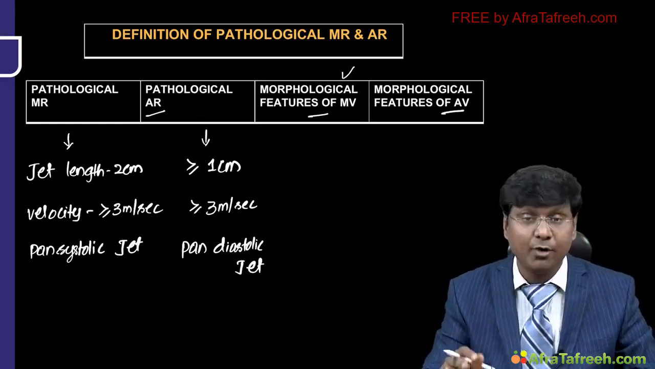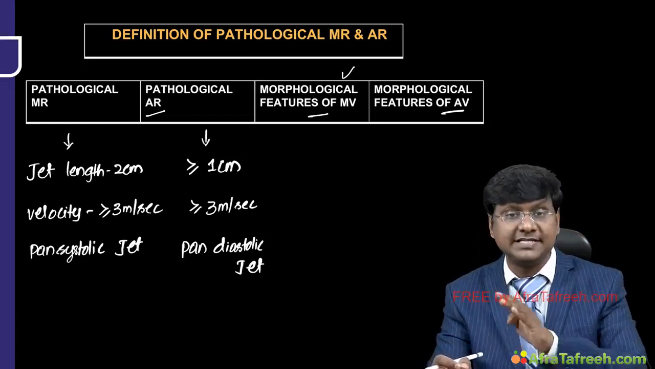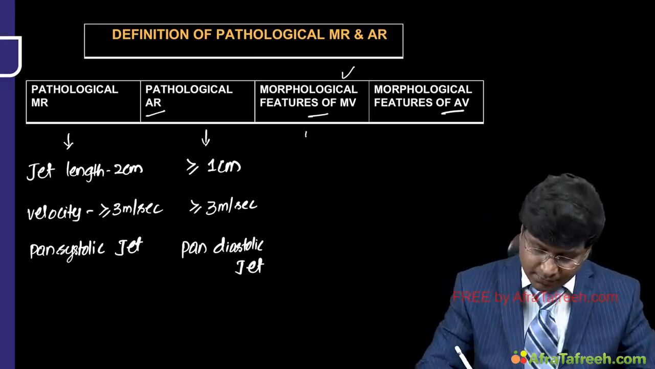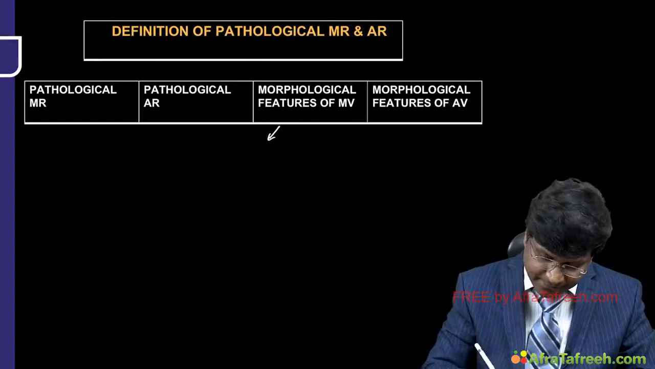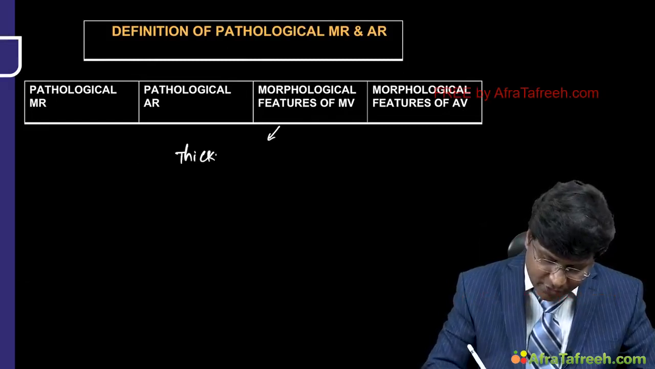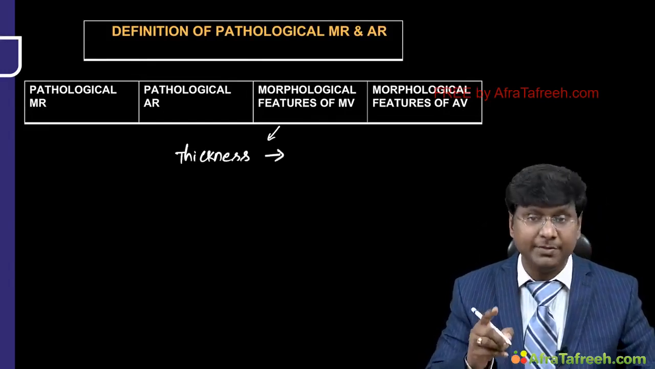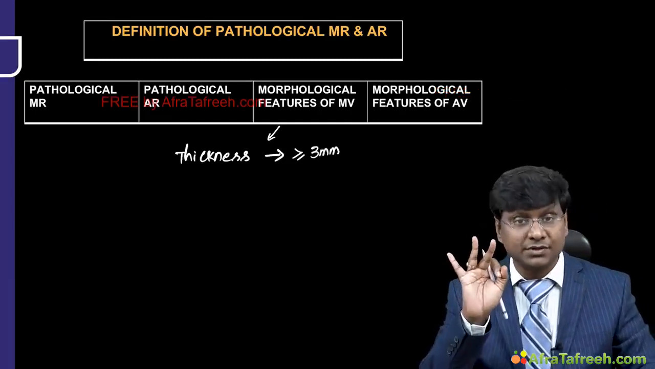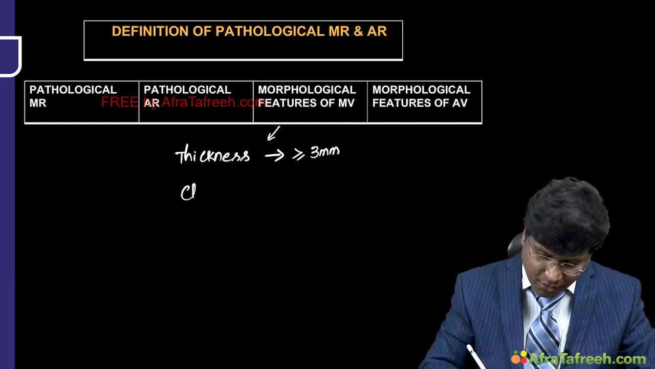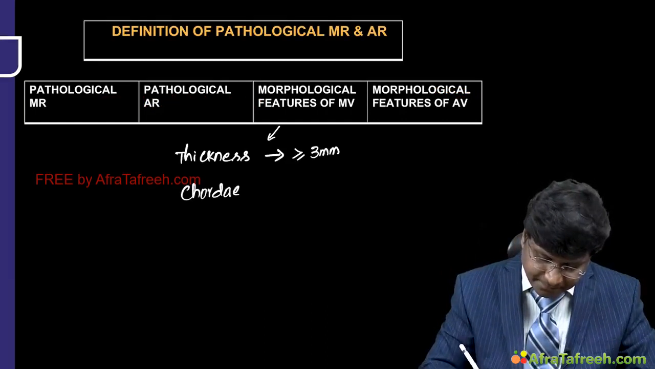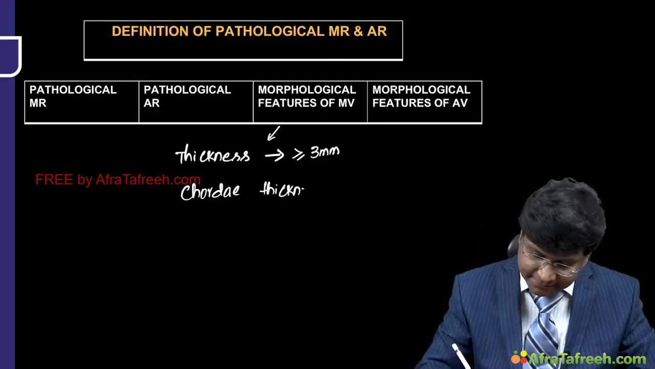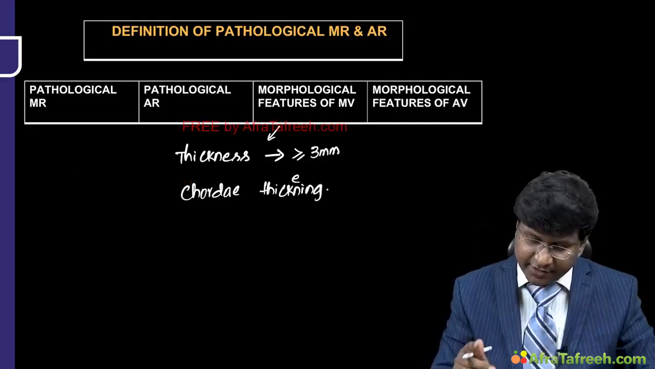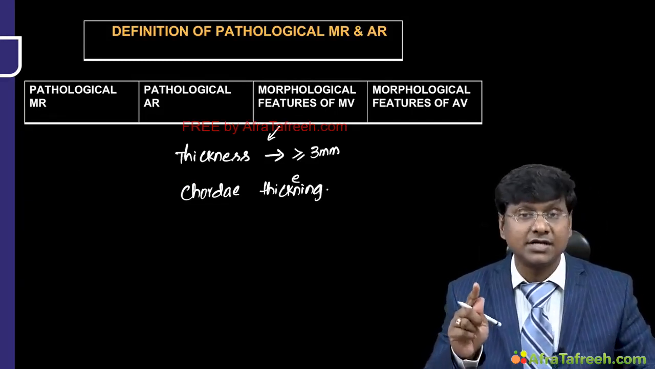And now the morphological features of the mitral valve to consider it as rheumatic heart disease. First and foremost, the thickness. If you observe the thickness of the mitral valve, it should be more than or equal to 3 mm. Right? And how should be the chordae tendineae? There should be chordal thickening. That is another important criterion to tell it is a pathological mitral valve.